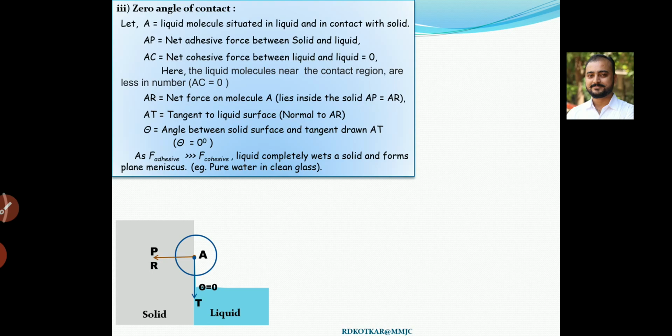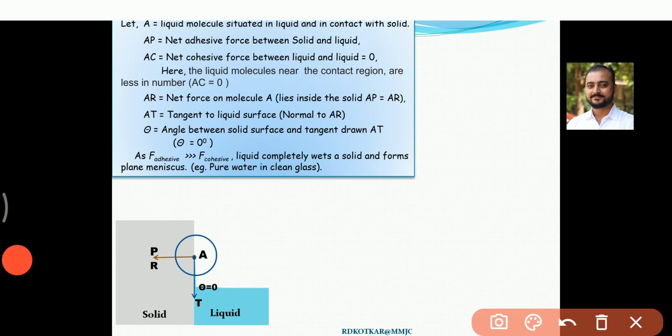And as the adhesive force is very, very much greater as compared to the cohesive force, we can say the liquid completely wets the solid. Due to that, the liquid completely wets the solid and forms a plane meniscus. As you observe in this diagram, the liquid completely wets the solid surface. If we suppose this is the solid surface, then this liquid will completely wet the solid surface. Actually, some gap is there because of a writing issue.